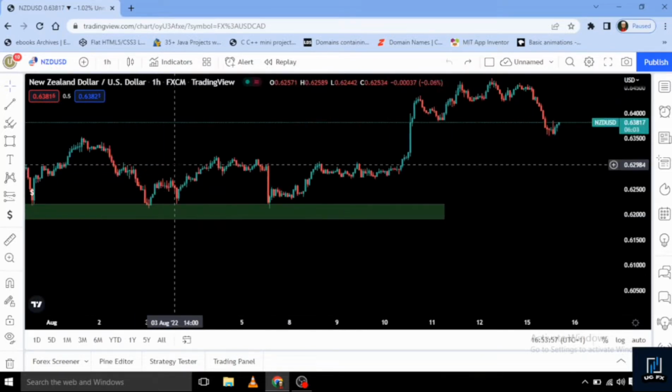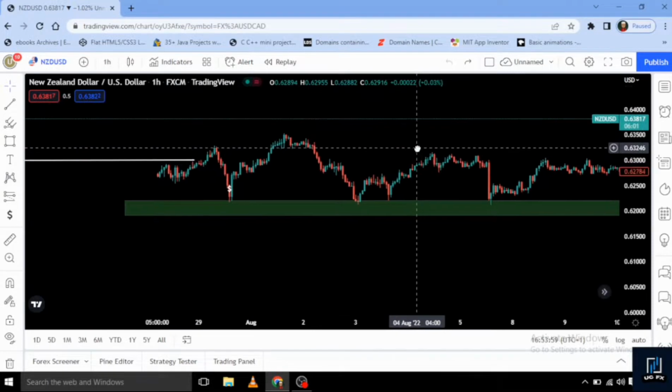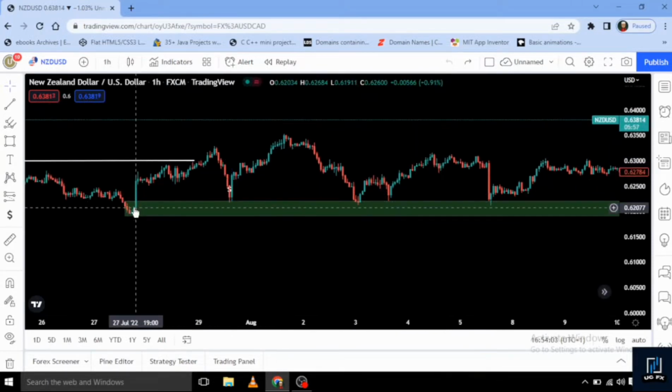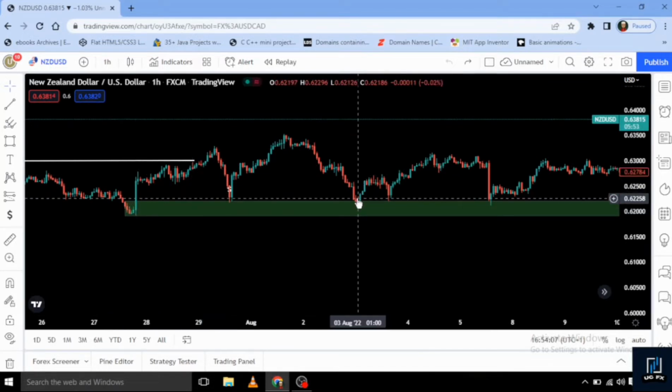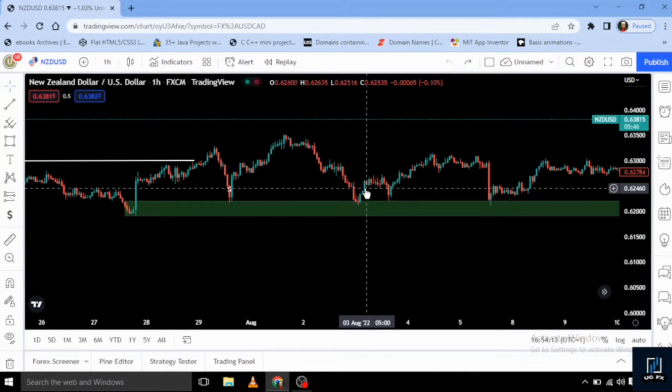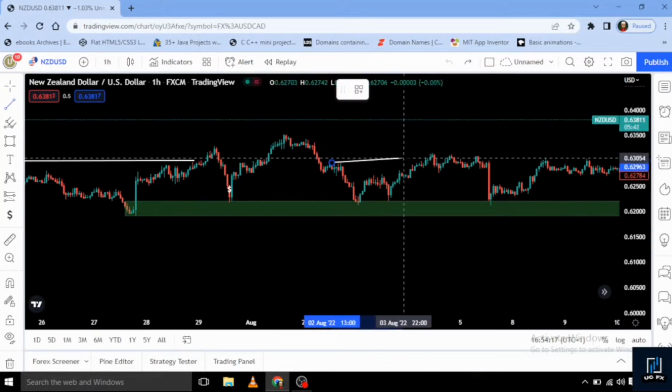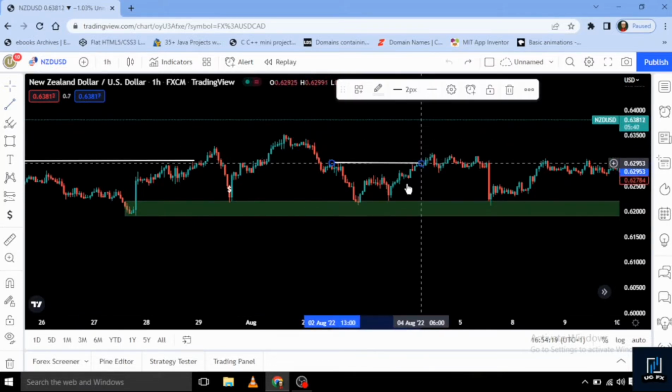So here on the H1 time frame, here we had our liquidity being grabbed. Here we have our H4 time frame order block. So price came back, tapped into this order block, the H4 time frame order block. Then we need to wait for another break of structure in this lower time frame. And as you can see, we had a break of structure.